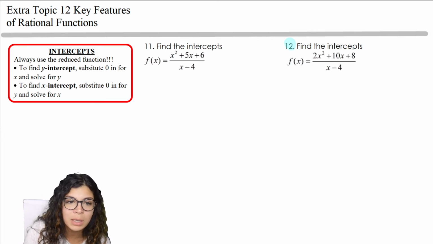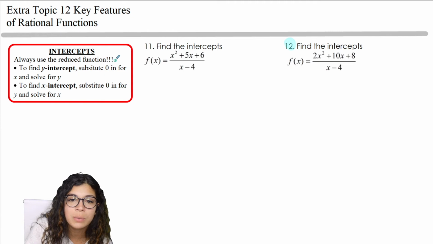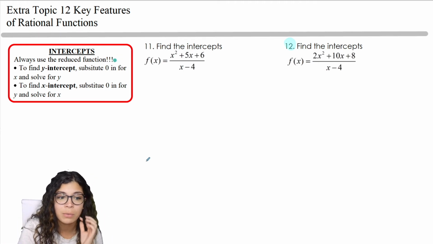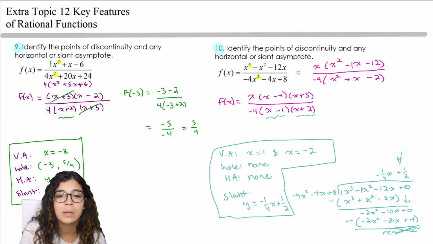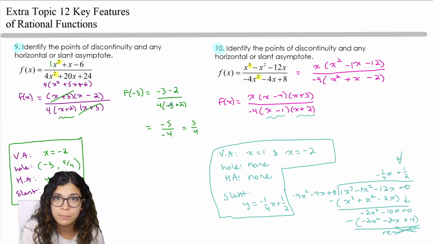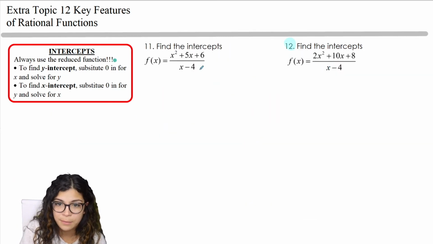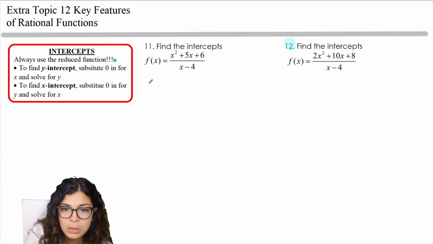Now, the important thing here is to always use the reduced function, okay? Just like before, when we're finding the y value of the hole, you want to make sure that you're using the simplified version of the function, the reduced version. Same thing for x and y intercepts. So you want to reduce it first, if possible. So let's go ahead and find the intercepts here.